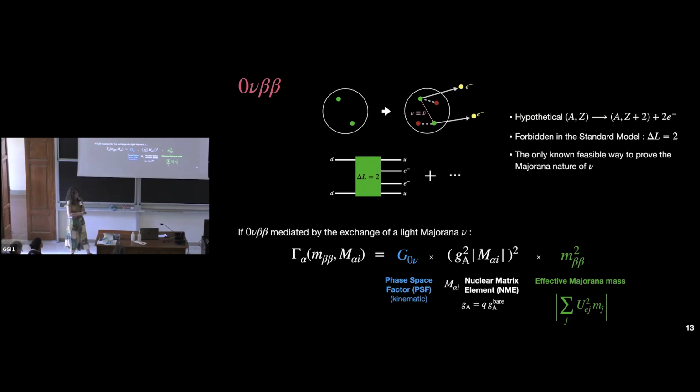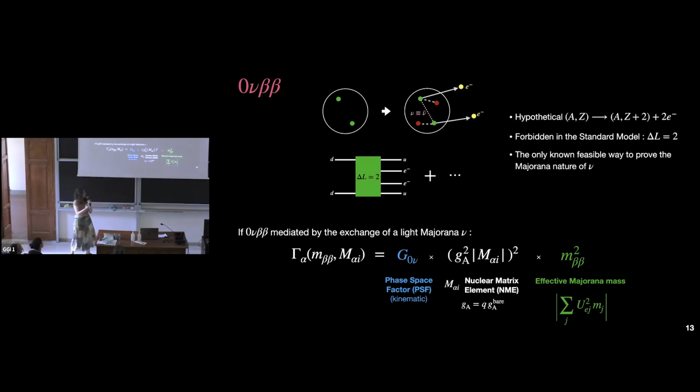In this case, the parameter that describes this model is the so-called effective Majorana mass, which is related to the neutrino mass ordering and to the neutrino mass. And this is why it is directly connected to the neutrino mass ordering and to the neutrino mass.